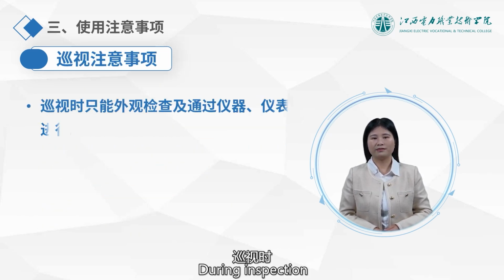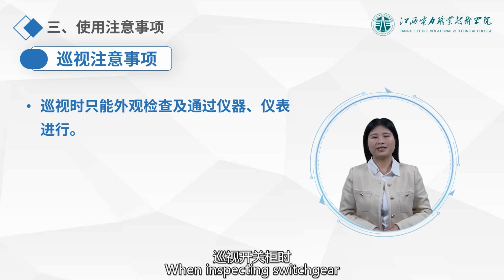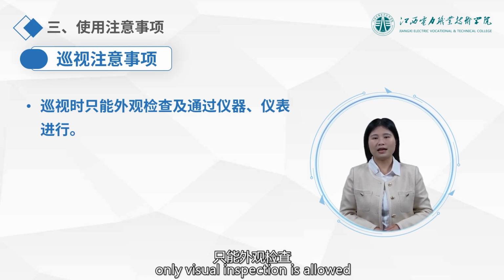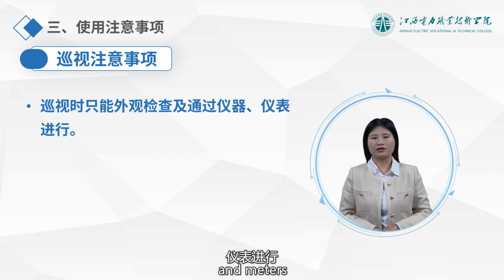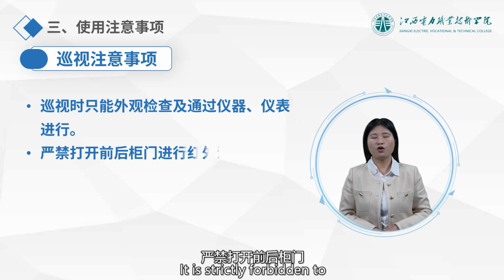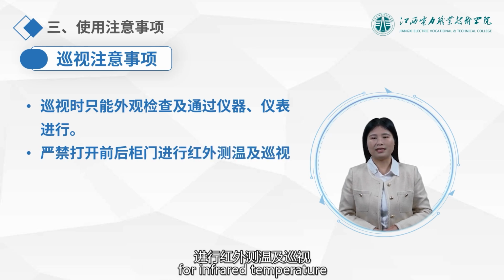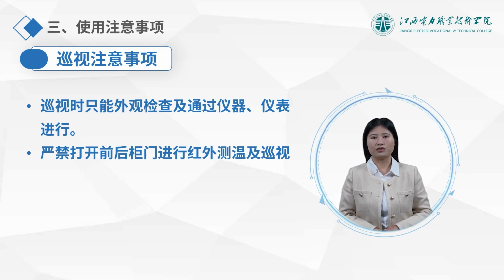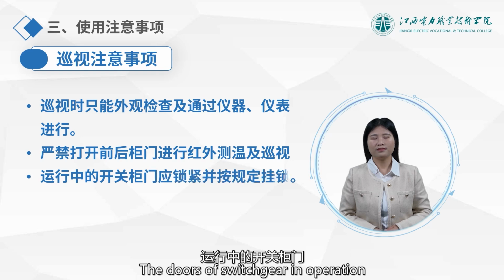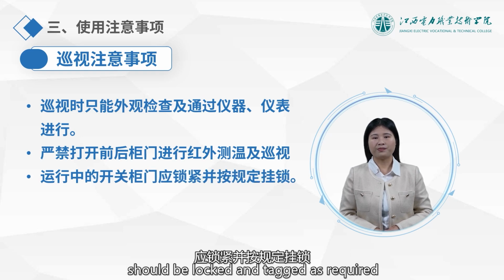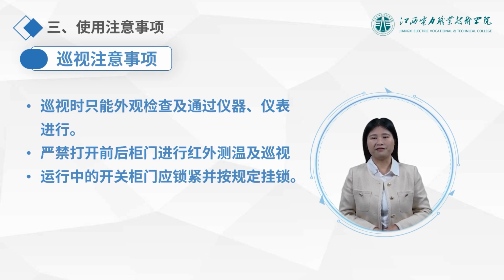During inspection, when inspecting switchgear, only visual inspection is allowed, and through instruments and meters. It is strictly forbidden to open the front and rear cabinet doors for infrared temperature measurement and inspection. The doors of switchgear in operation should be locked and tagged as required.